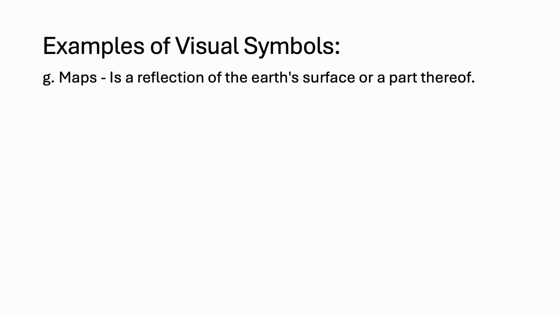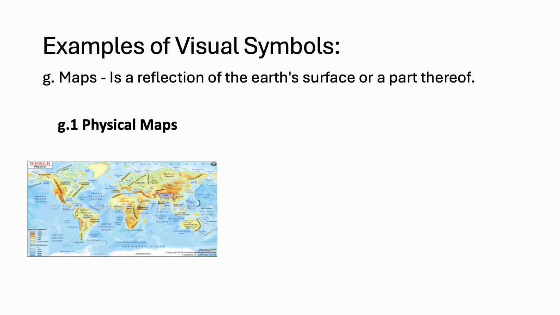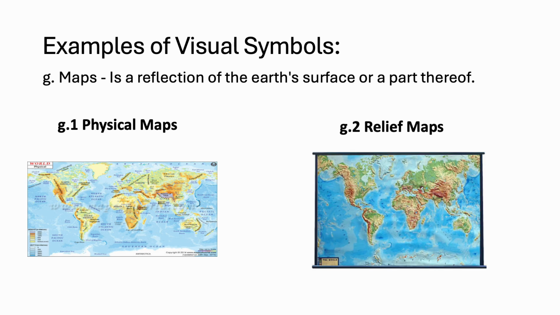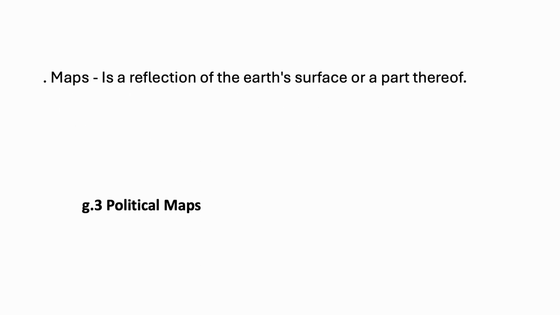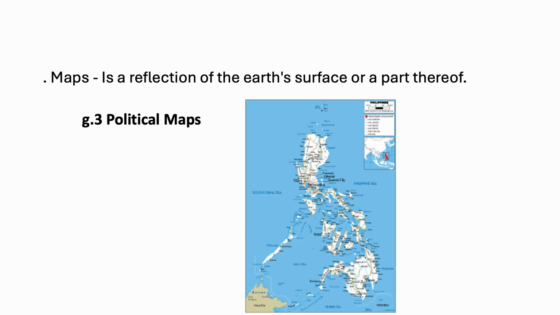Now we have maps. So it's a reflection of Earth's surface or a part thereof. So we have physical maps, by the way, and we have the relief maps. So what's the difference between the two is that relief is more of a 3D type of map, and we have the political map. So political map brings us the boundary between one city and another city. It's also called geographical map, but it's more of political because the provinces, for example, of that country are also presented.